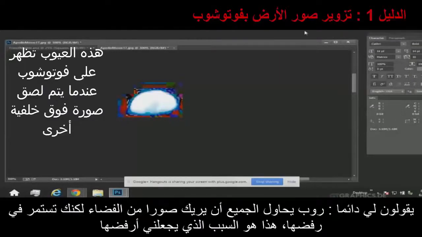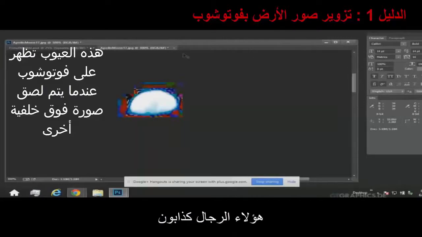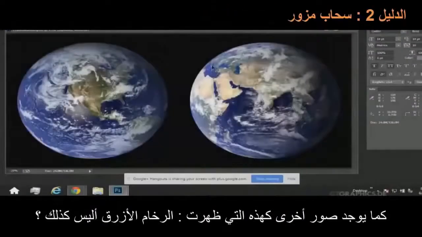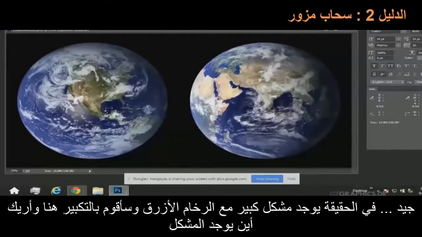I mean, they're always out there saying, you know, Rob, everybody's trying to show you stuff from space and you keep rejecting it. This is why I reject it. These guys are liars, you know? Then you got other pictures like this, the Blue Marble, right, that come out. Okay, well, there's a big problem with the Blue Marble, and I'm going to zoom in here and show you what the problem is.